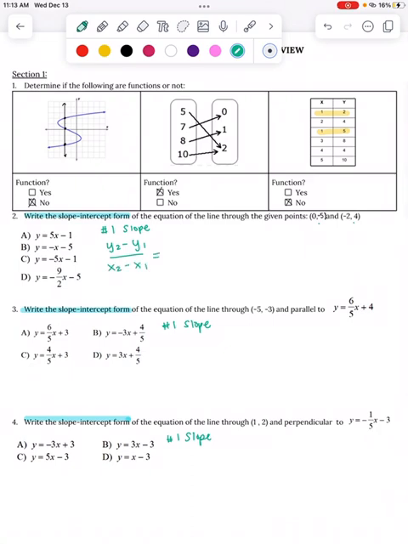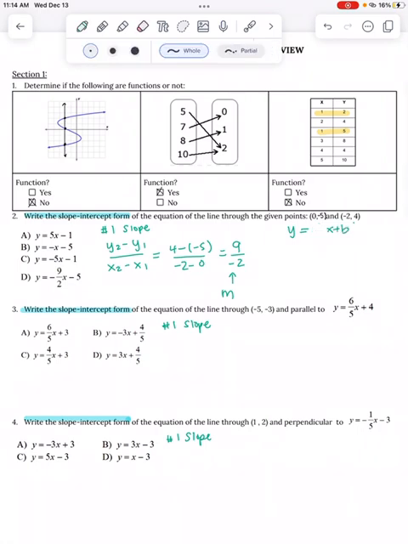So I'm going to have 4 minus -5 over -2 minus 0. That's going to become 9 over -2. That's my m. Slope intercept form is y equals mx plus b. So I already know I should have something that is -9/2 in the front. So that's my slope. Right away, I already know the answer.